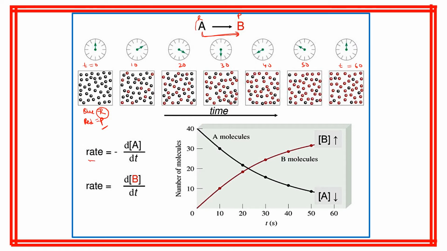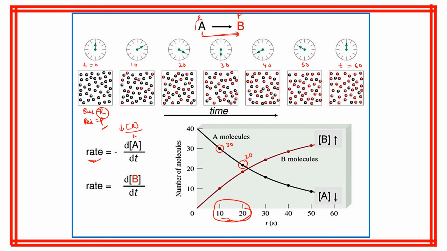Now what is this rate? The decrease in the concentration of reactants with respect to time is called rate of reaction. You take care. I have taken 10 to 20 seconds. At 10 seconds, the reactant concentration is 30. After 20 seconds, the reactant concentration, that means the number of molecules, becomes 20. Now it is decreased here.